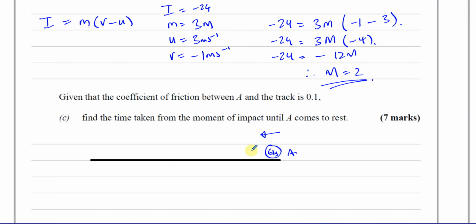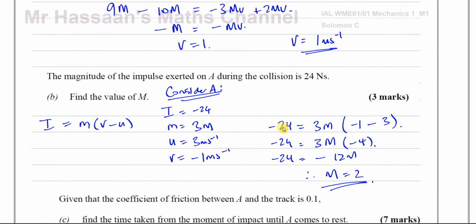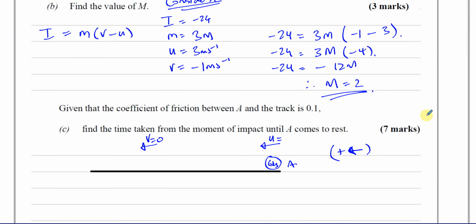This is A, and it's going to move for a certain while until it comes to rest. So it's starting off with the initial velocity. Now I'm going to take this direction as positive in this question, because it's moving in this direction. We're taking a new situation now. So we're going to take to the left as positive here, the direction that A is moving in. We want to find the time it takes to come to rest, which will be when v equals 0. The initial velocity is going to be the velocity it was moving at after the collision, which is 1 meter per second.